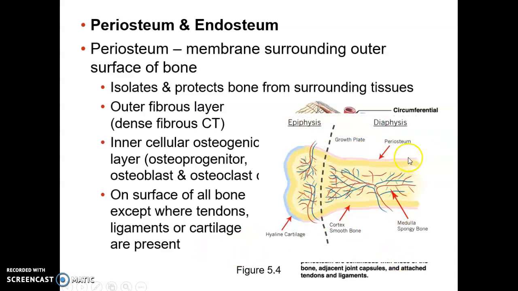This figure shows you periosteum in pink, covering the surface of the bone, except where there's hyaline cartilage. And then about here and about here would be where ligaments and tendons would be attached.